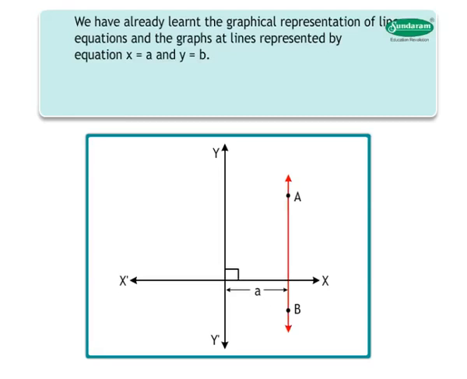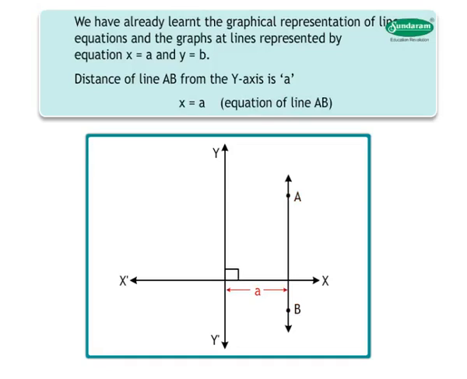Consider the line AB. Line AB is parallel to the y-axis such that its distance from the y-axis is a. The x-coordinate of every point on the line AB is a, which is a fixed number. We write this as x is equal to a, which is the equation of line AB. All the points in the plane having x-coordinate a lie on the line AB.